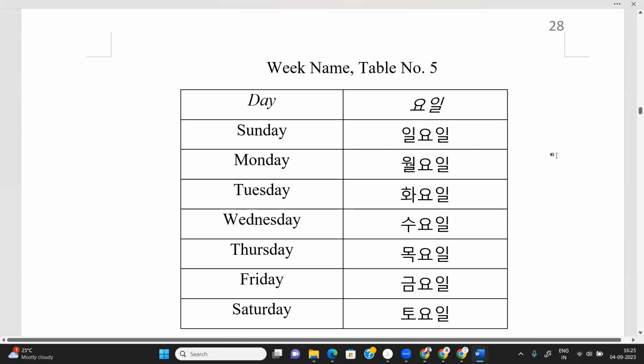Week table. Table number 5. Day, 요일. Sunday, 일요일. Monday, 월요일. Tuesday, 화요일. Wednesday, 수요일. Thursday, 목요일. Friday, 금요일. Saturday, 토요일.